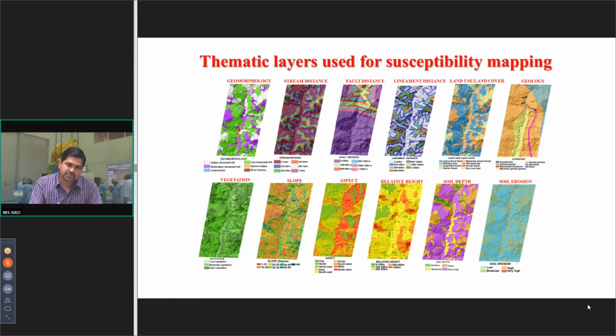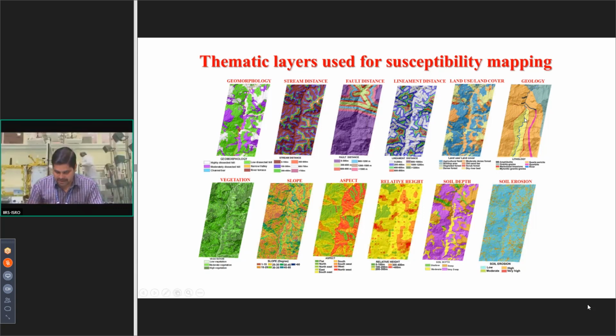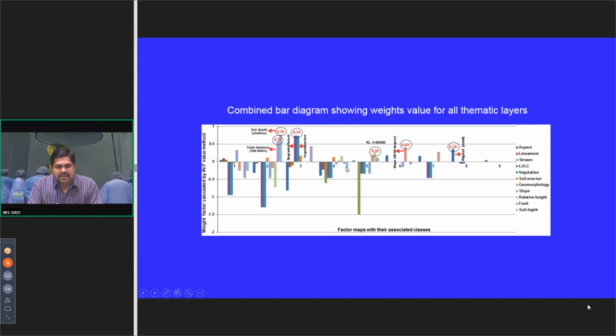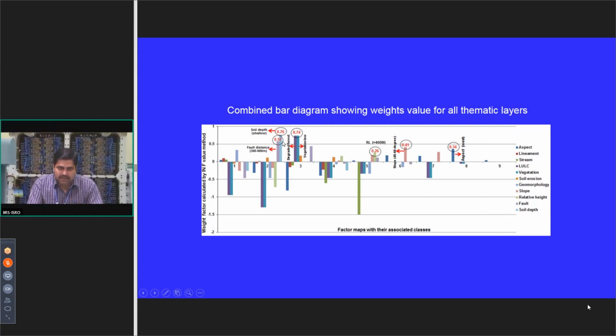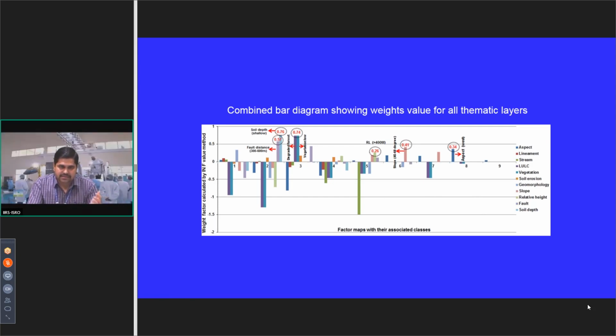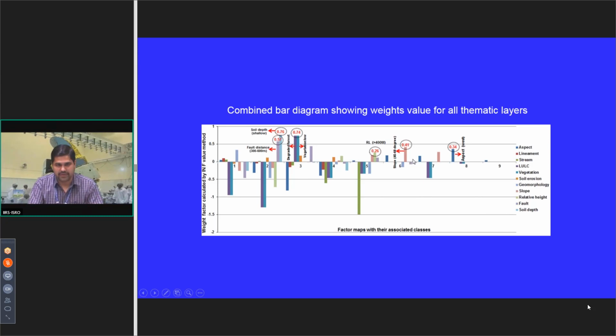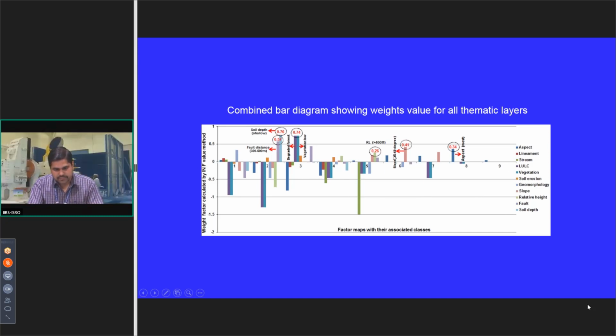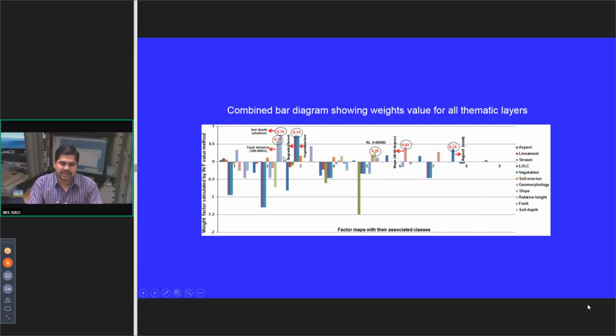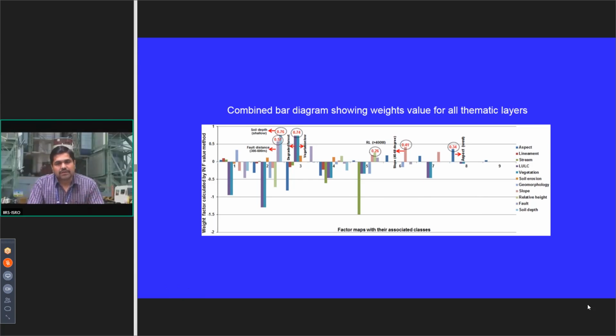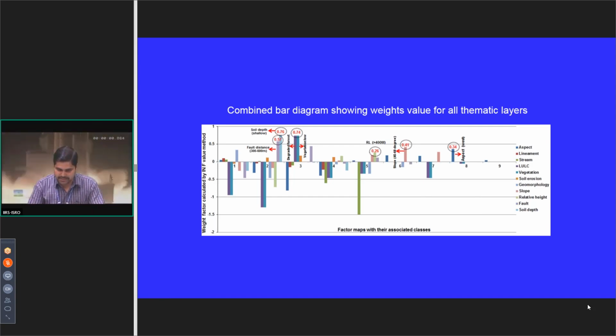Now each of these thematic layers is to be crossed first with the inventory map. That gives me the factor map. This is one statistical example of calculation of susceptibility. So the information value is a product that we get out of this when we calculate the factor maps. The positive values indicate that that particular class in that particular thematic layer has more influence compared to the negative or zero values. So all classes you can see there, all thematic layers, all classes. Some of the classes in some of the thematic layers show very high values. That indicates that they must be more influential as far as landslide occurrence is concerned.